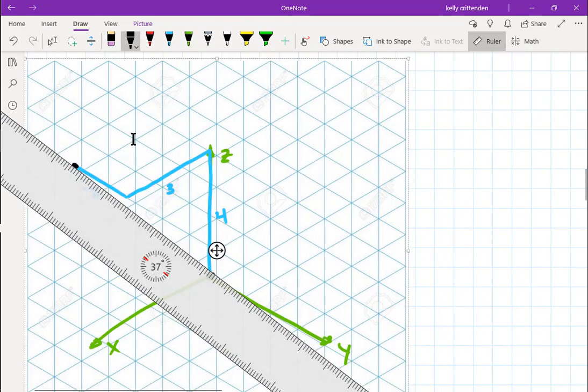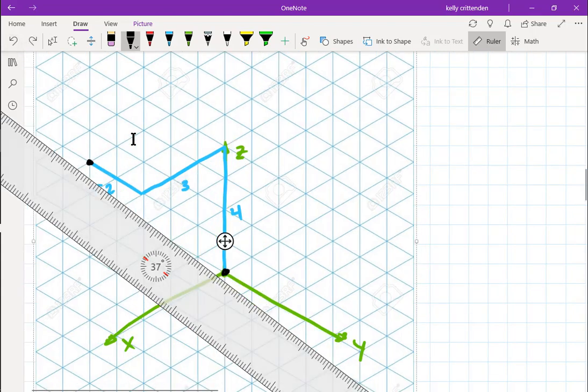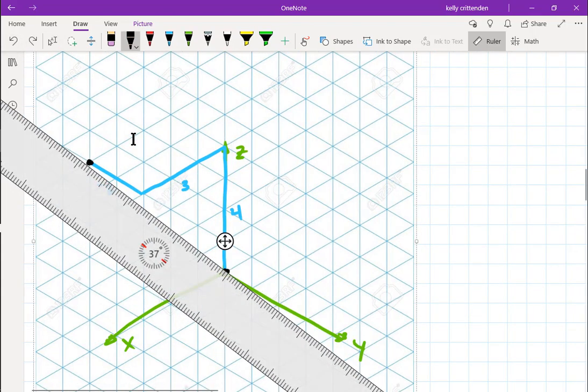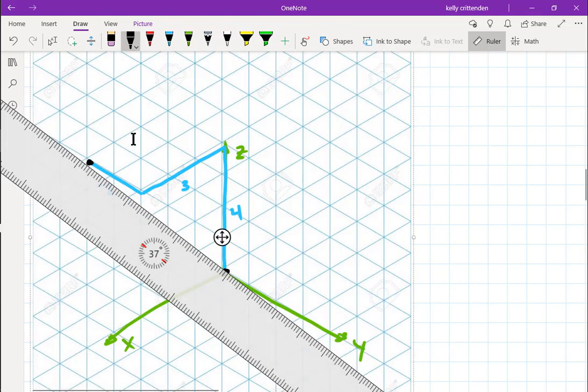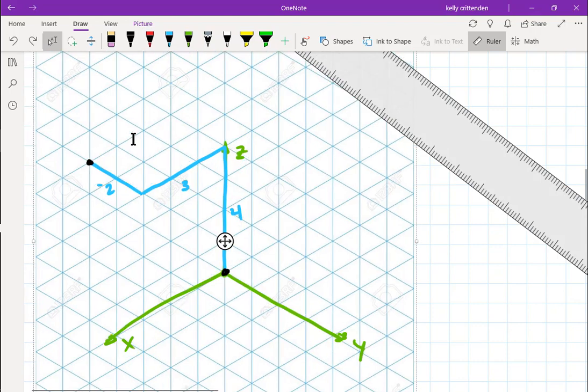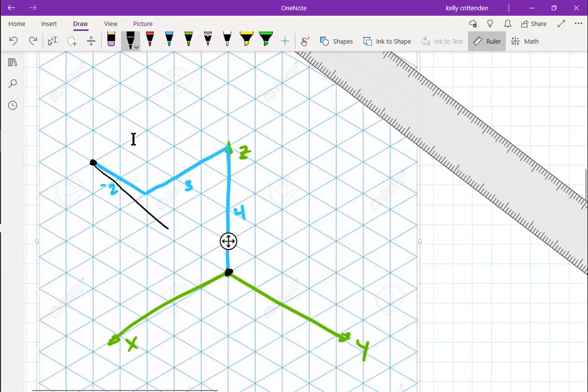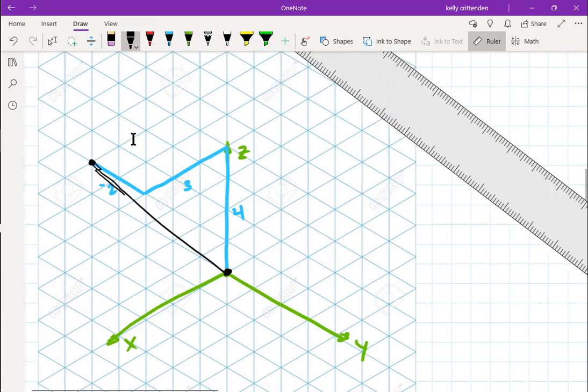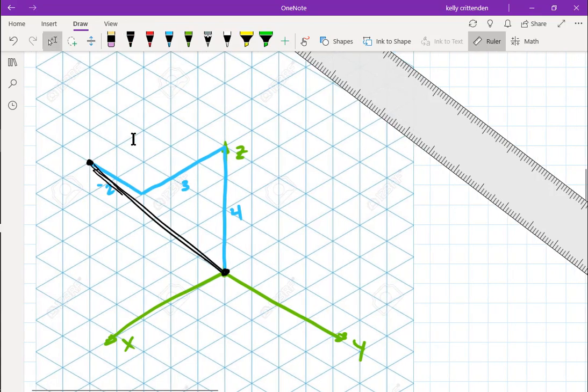Wow, not what I wanted to move. What's wrong with that? Why is it doing that? Maybe it doesn't like me to have the ruler there. Just do it by hand. All right, so there's the little rope kind of thing in 3 dimensions.